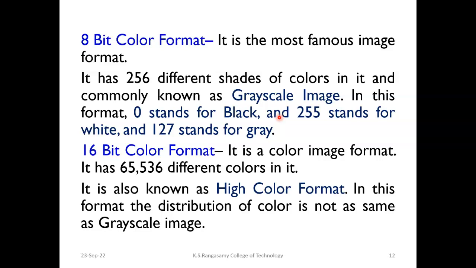The last one is the 16-bit color format. It is a color image format. It has many different colors in it. It is known as a high color format. In this format, the distribution of color is not the same as in a grayscale image format. So these four types are mainly used as image types: binary, black and white, 8-bit color format, and 16-bit color format.